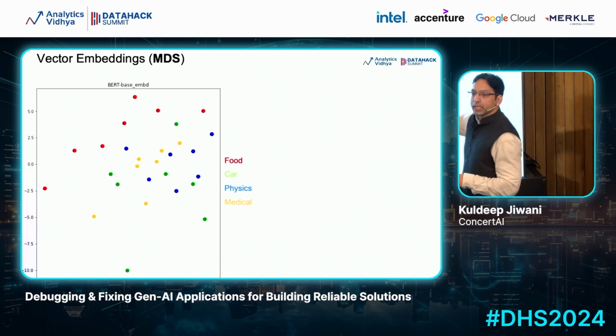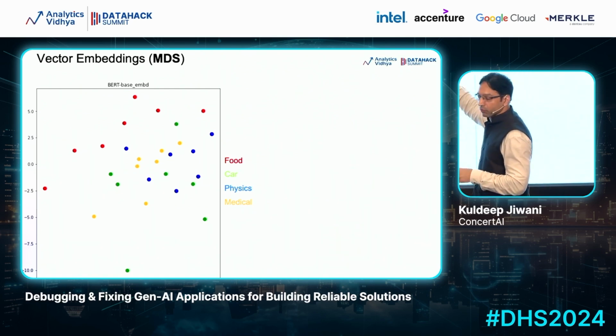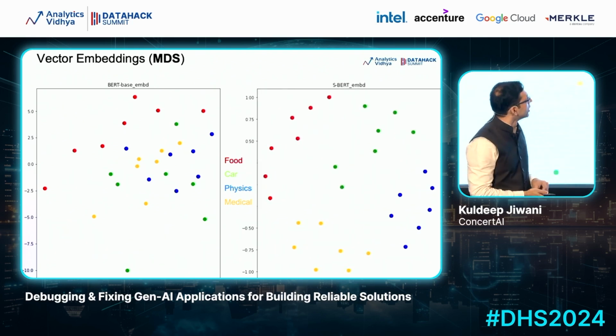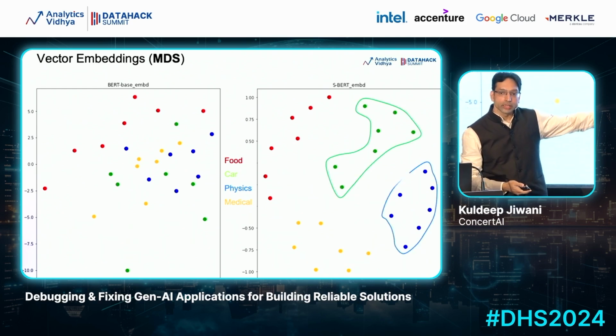So a BERT-based default embedding model is not able to get that, right? So this is like a default BERT embedding model. But if I use something like a sentence BERT, now look at that. These are very well far apart points, so they are kind of able to cluster easily.